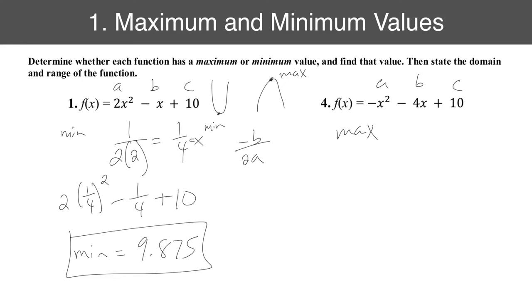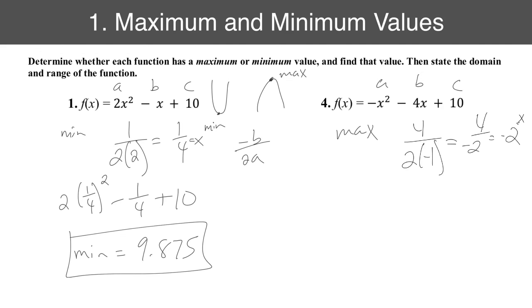All right, let's look over here at number 4. We already know it's going to be a maximum because it has a negative leading coefficient. So then we plug everything into -b over 2a. So -b, again, there's already a negative on the 4 right here. So it'll be a +4 over 2 times a, and a is -1. So that would be 4 divided by -2, which comes out to just be -2. So again, that's the x value.